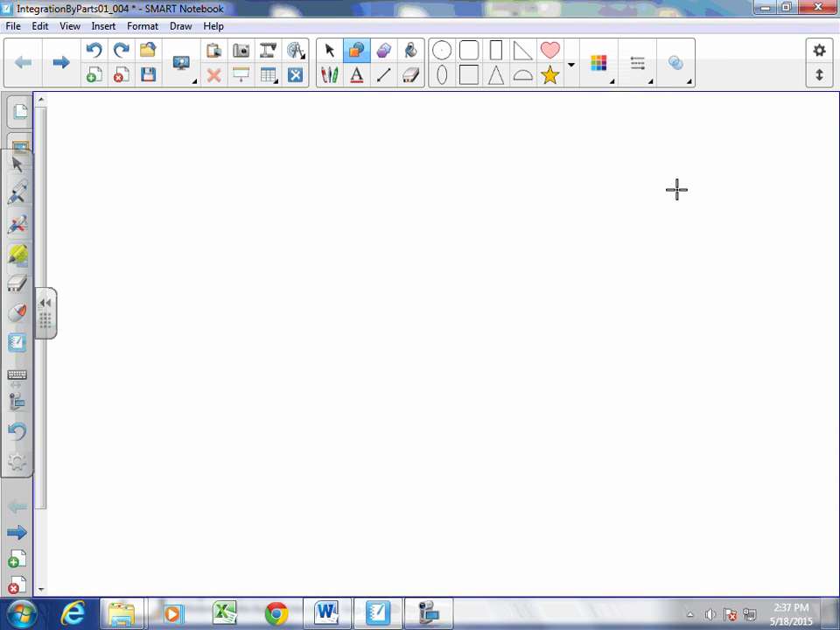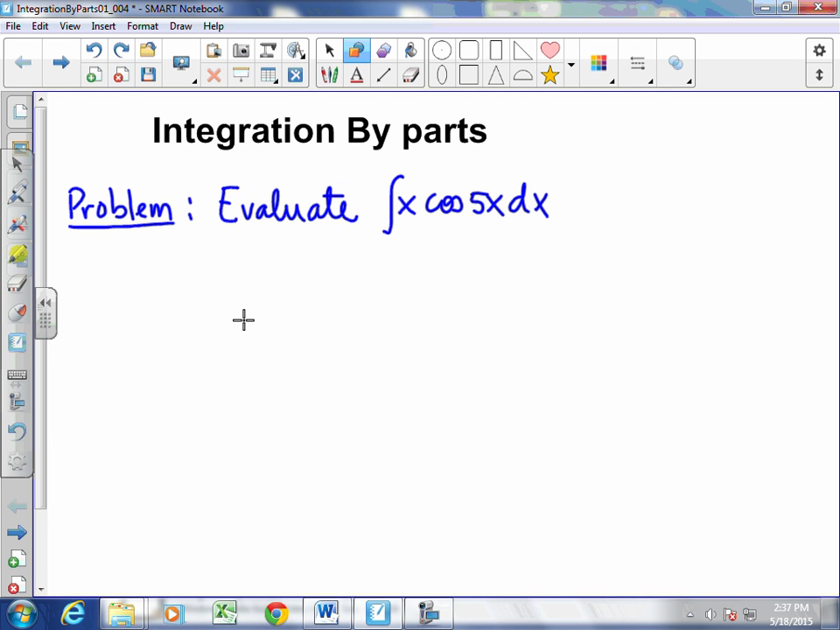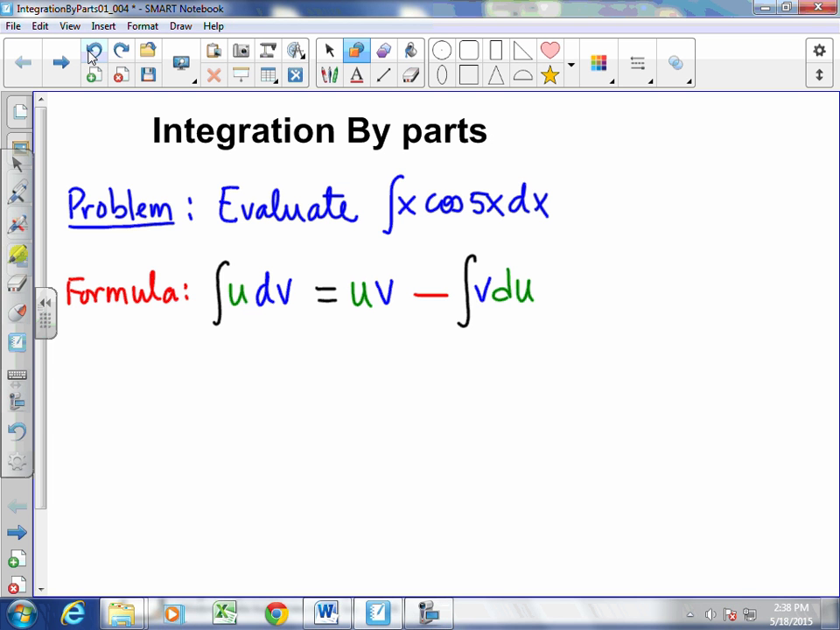Okay, in this video, we are going to integrate using integration by parts. So the problem is as follows. Evaluate the integral of x cosine 5x dx. So before we start, let's recall what the formula for integration by parts is. The integral of u dv equals uv minus integral of v du.